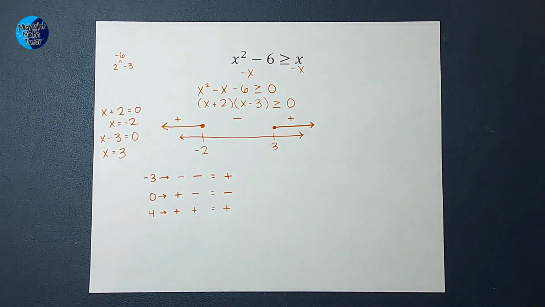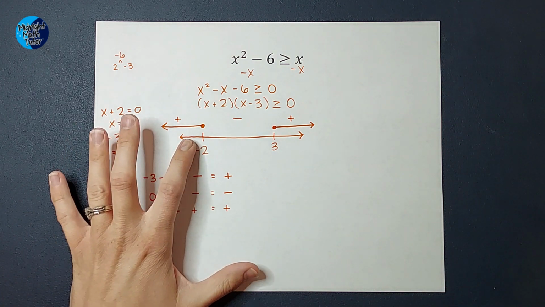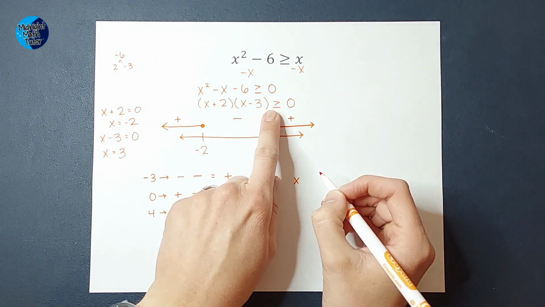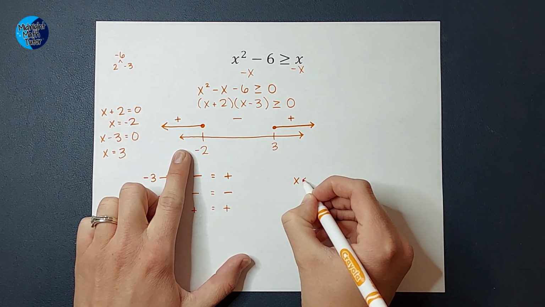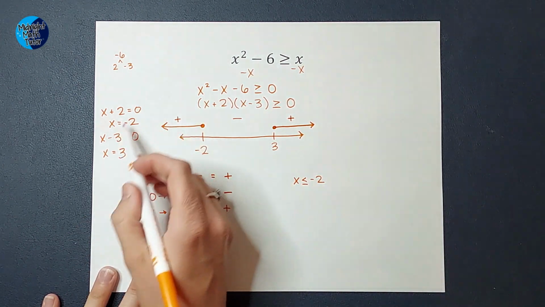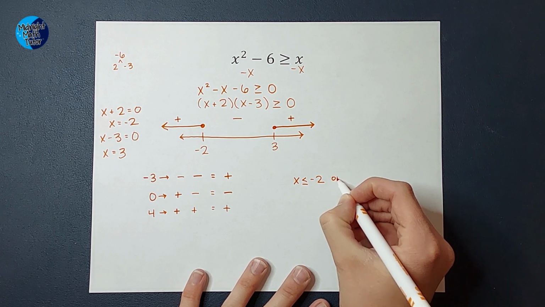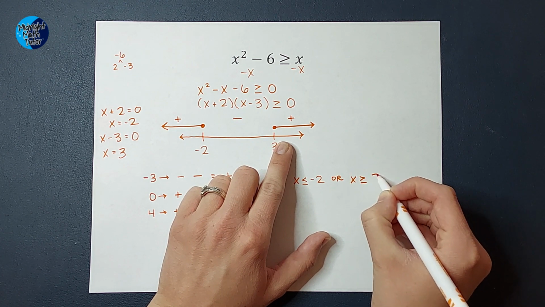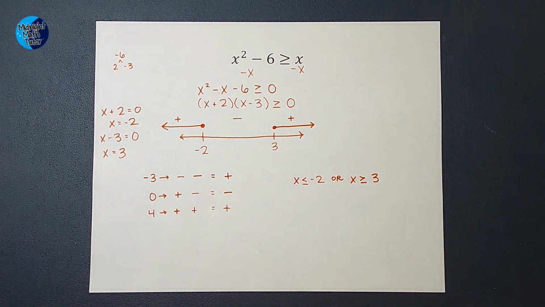But your teacher may not want a number line as an answer. I mean, they might think it looks pretty cool, but they probably either want your answer in interval notation or just written as inequalities, okay? So if we were writing this as inequalities, I would say x, in order to be greater than or equal to 0, is going to be less than or equal to -2, right? Less than or equal to -2. Or x is going to be greater than or equal to 3. Okay? Would you say that is true?